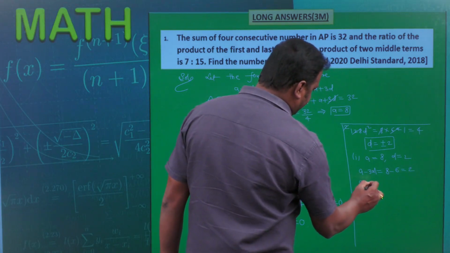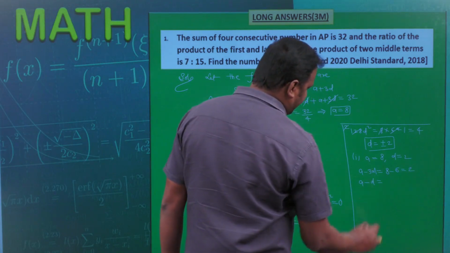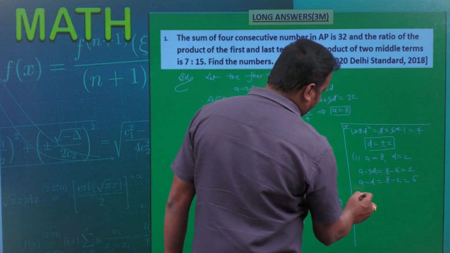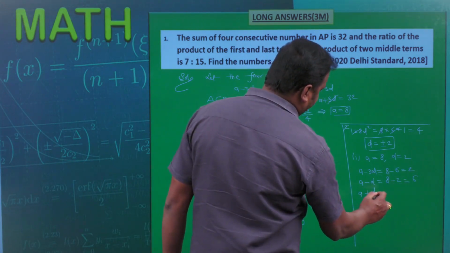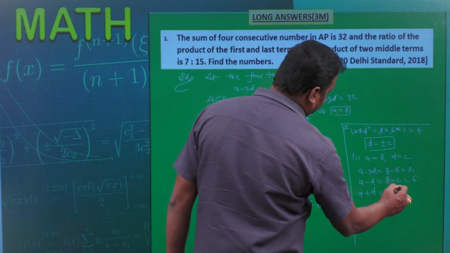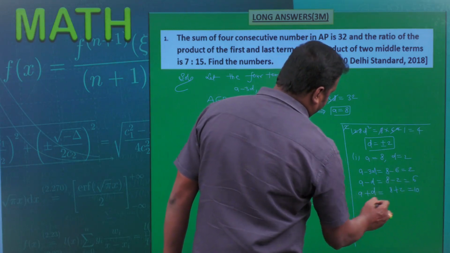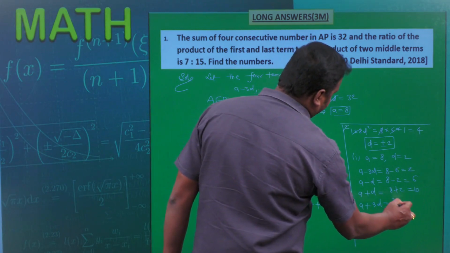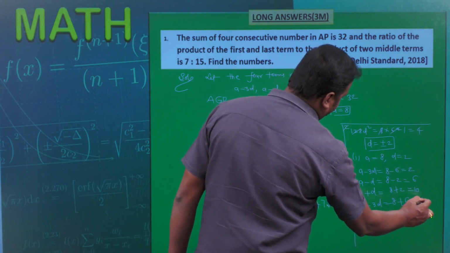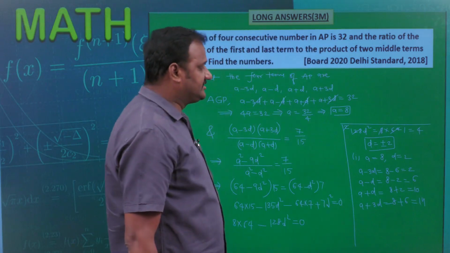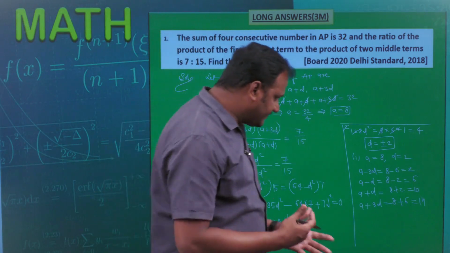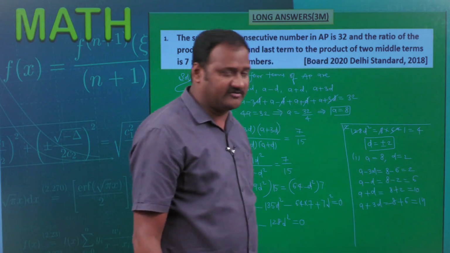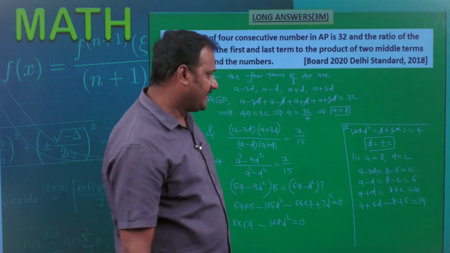And what is a minus d? That is 8 minus 2, which is equal to 6. And what is a plus d? That is 8 plus 2, which is equal to 10. And what is a plus 3d? That is 8 plus 3 2s are 6, which is equal to 14. So the terms are 2, 6, 10, 14. Is the common difference same? 2 plus 4 equal to 6, plus 4 equal to 10, plus 4 equal to 14. Yes, the common difference is same.